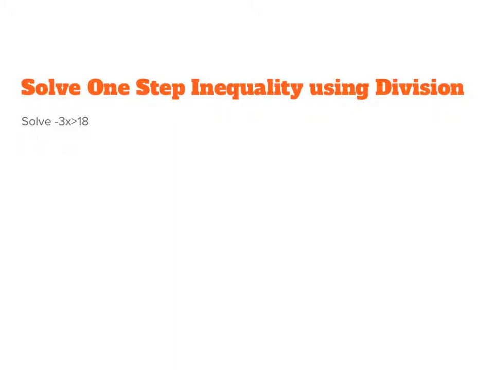So if we have the inequality negative 3x is greater than 18, right now negative 3 and x are being multiplied together. So in order to get rid of that negative 3, I need to divide by negative 3. And if I divide the left by negative 3, I have to divide the right by negative 3 as well. On the left side, the negative 3's cancel out, leaving just x. The inequality was greater than, but since I divided by a negative, it switches to less than. And then 18 divided by negative 3 gives me a negative 6. So my final answer is x is less than negative 6.